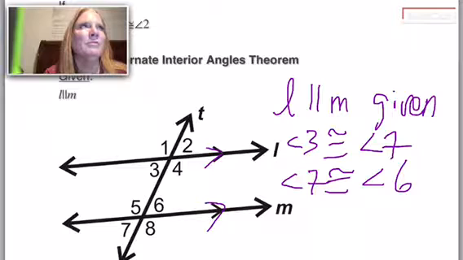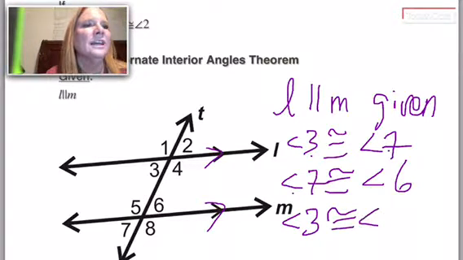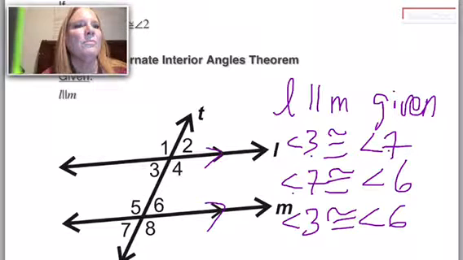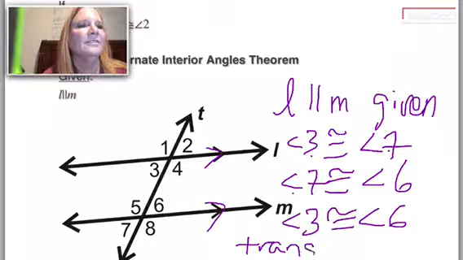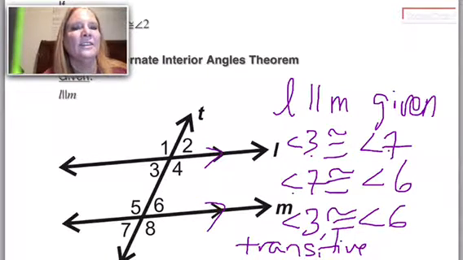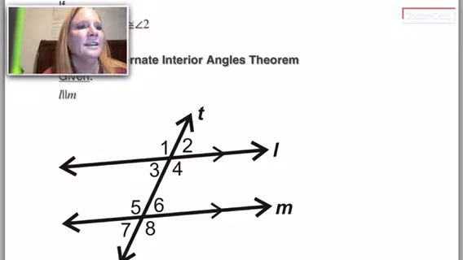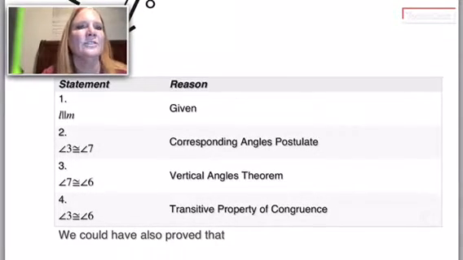Now, if you remember from earlier, we have 3 being congruent to 7 and 7 being congruent to 6. And so since we have two different angles that are congruent to the same angle, then we can say that angle 3 is congruent to angle 6 by the transitive property. Okay? And so right below, they've written this in the form of a proof. So let's look here, and there's our proof.